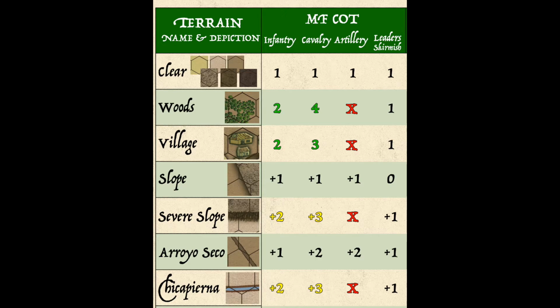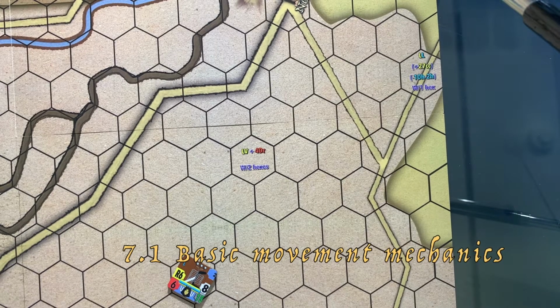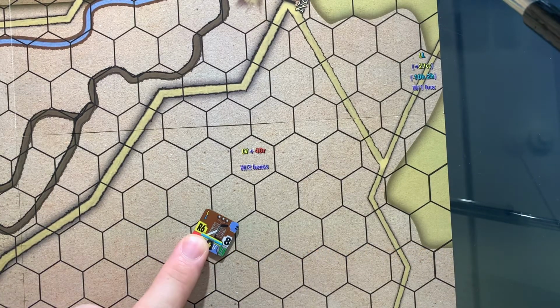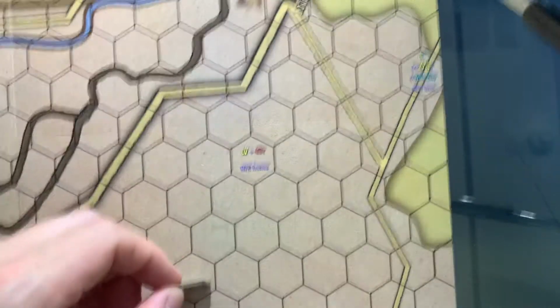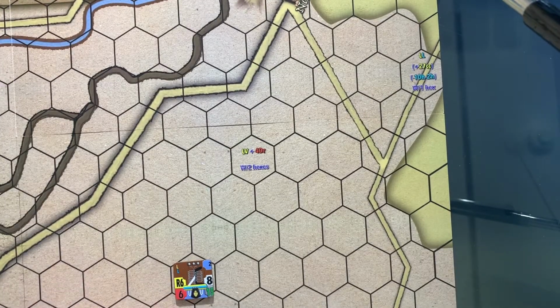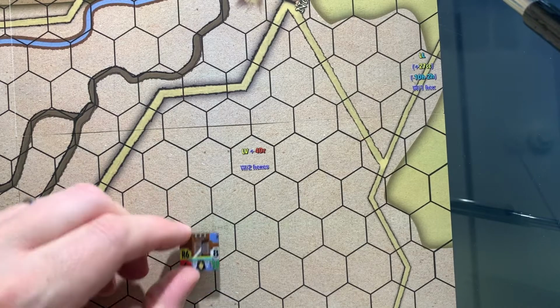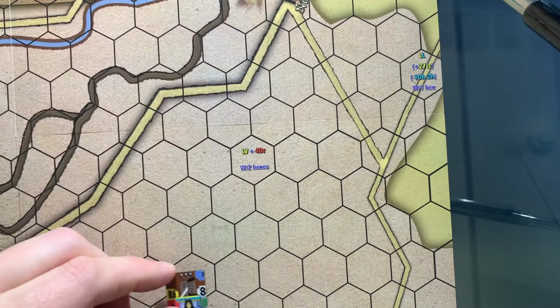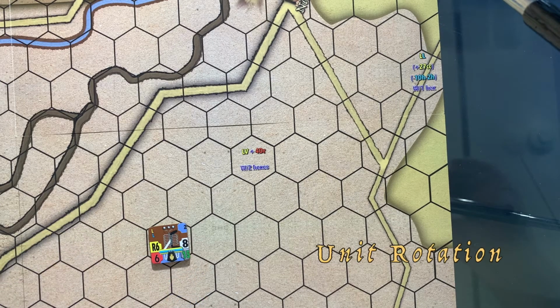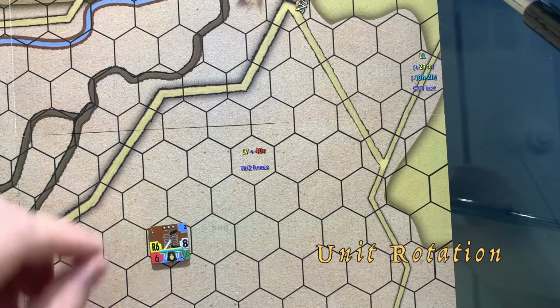For example, a unit in column entering clear hexes will spend 1 movement factor per hex: 1, 2, 3, 4, 5, and so forth. If it was in line, it would spend an additional movement factor per hex: 2, 4, 6, 8, 10, and so forth. The cost for rotating a unit in most formations is 1 point.